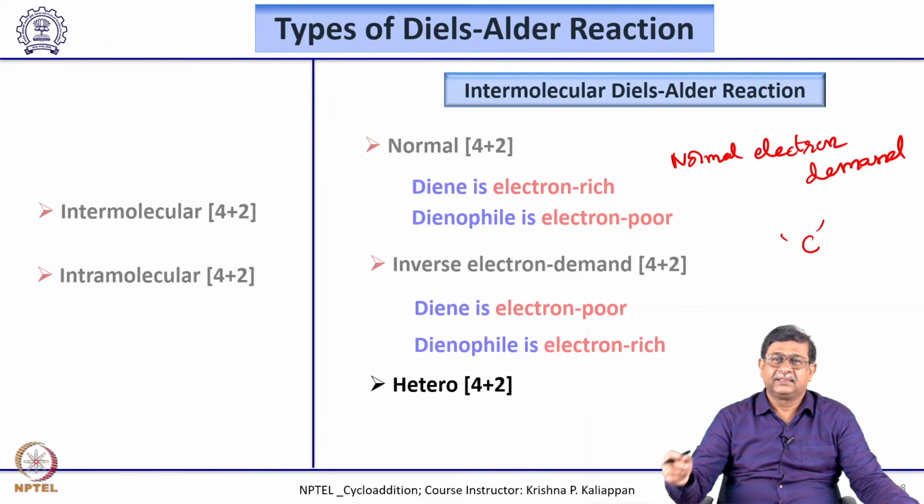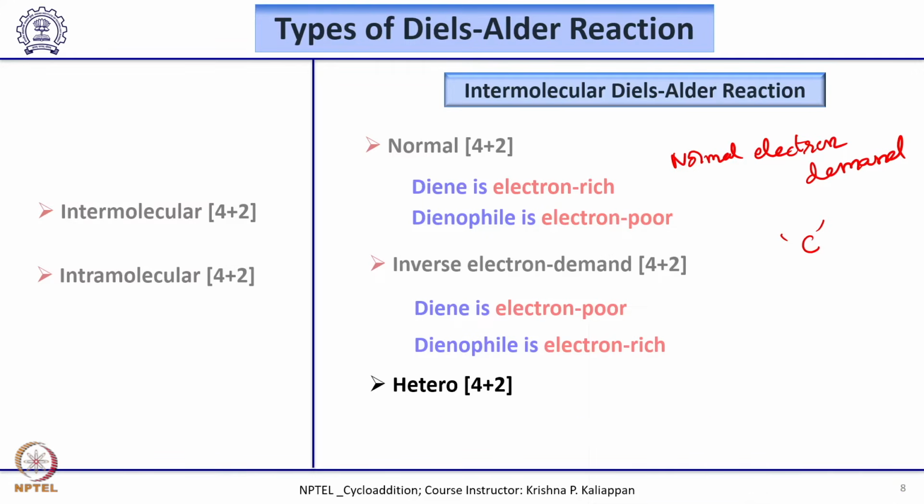So the third type is the hetero 4+2 cycloaddition reaction. Again, when you talk about hetero 4+2 cycloaddition reaction, there are two possibilities. That is, the heteroatom can be part of the diene or the heteroatom can be part of the dienophile. So these two possibilities are there under the hetero 4+2 cycloaddition reaction.